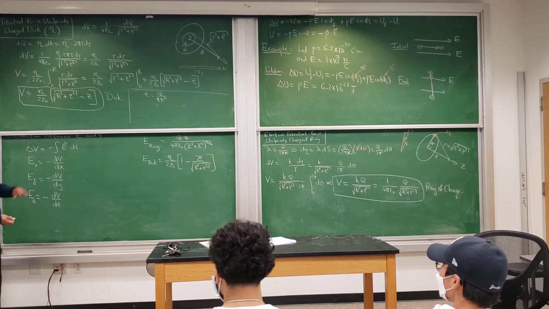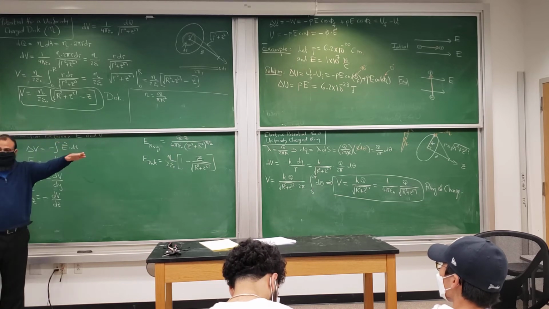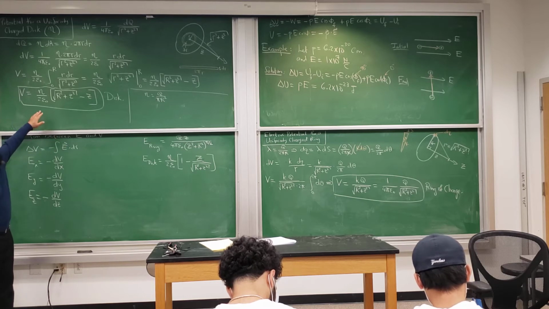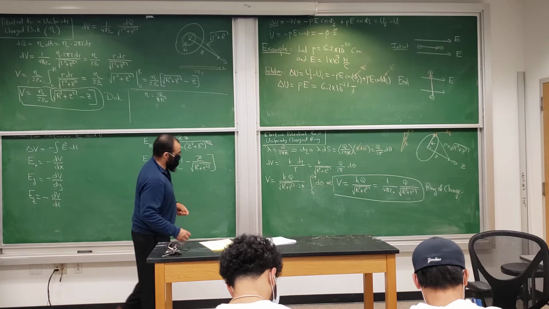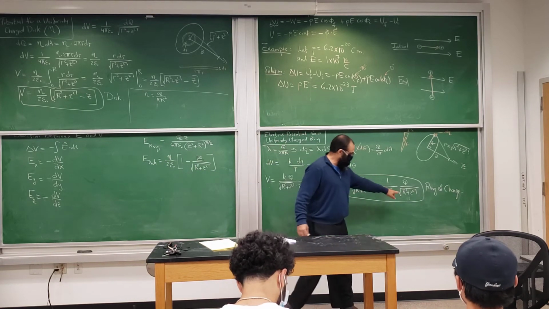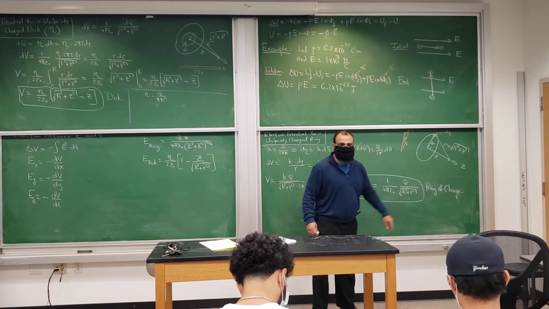So for both the disk and the ring, we chose the axis that we're working with to be the z-axis. So we have our disk, we have our ring. So what we're going to do is take negative dV/dz, not dr, dz, and see what we get for the electric field.